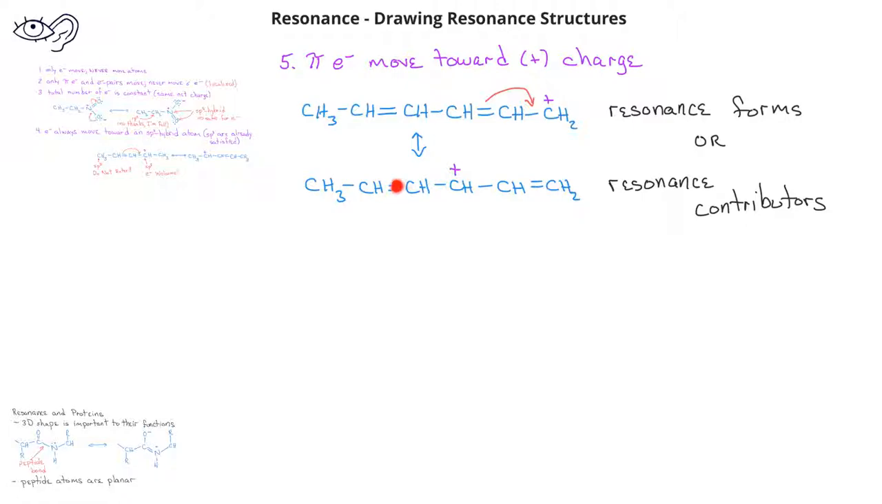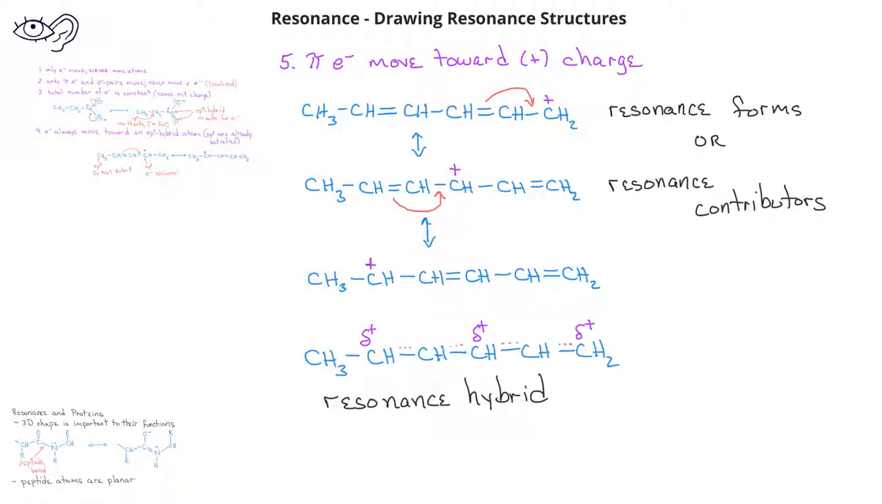Now, the pi electrons on the left will move toward the new carbocation, forming a third resonance contributor, where the carbocation is now on the second carbon from the left. Taken together, these three resonance contributors form what's called a resonance hybrid. This resonance hybrid is the best description of the real structure of this molecule, and the second, fourth, and sixth atoms from the left will all have a partial positive charge instead of a full positive charge as indicated by each of the different resonance contributors.